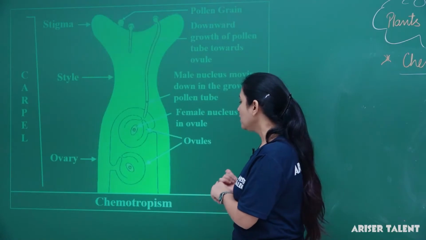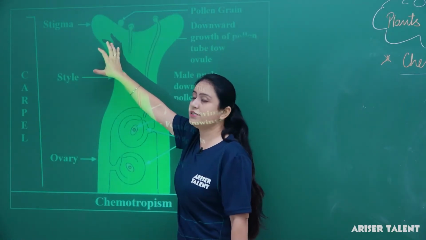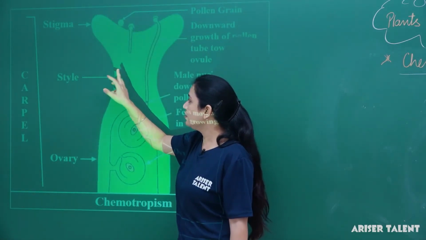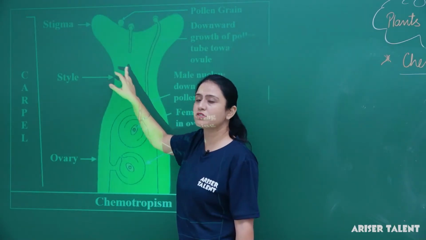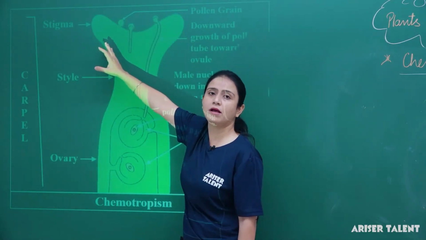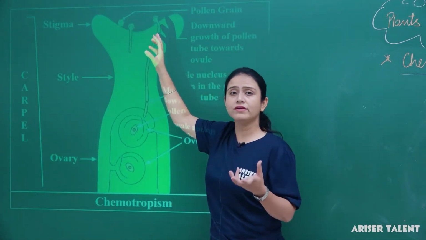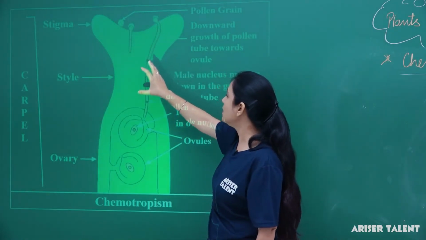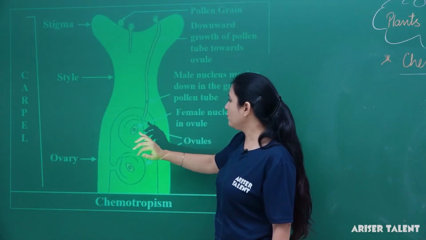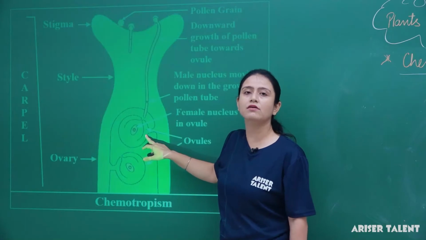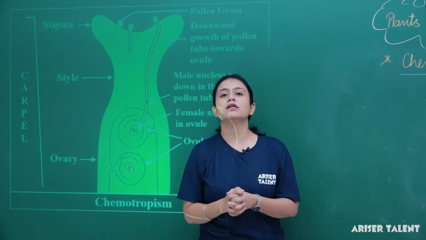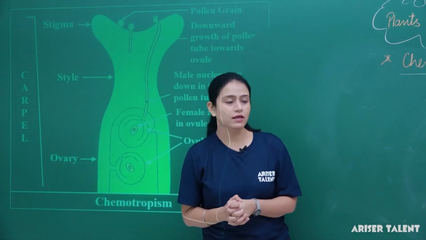So what happens in chemotropism? When the stigma releases a sugar substance, that is a chemical, it moves downwards to the style, and from the style it goes to the ovary. Now when a pollen grain comes to the stigma, it responds to that chemical substance and grows a pollen tube, and this pollen tube goes towards the ovary, where it helps in fertilization. Clear? So the result of chemotropism is fertilization in plants.